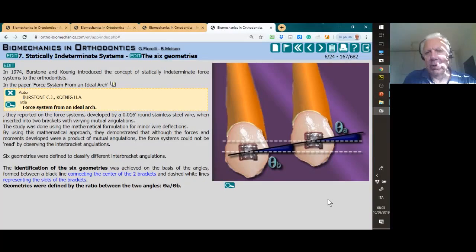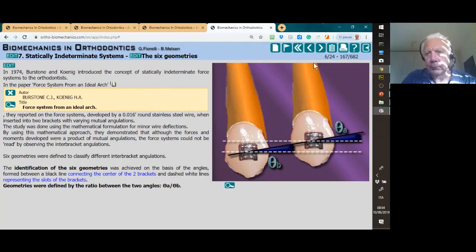First of all, let me tell you how geometries are determined. We have, in this case, two teeth and two brackets, and we trace two lines that are representing the orientation of the two slots. These are the two dashed lines, and we trace a second line which is connecting the centers of the two brackets. Now you see that there are two angles formed that we call theta A and theta B, and the ratio between the two angles is representing the geometry. So the geometry depends on the ratio between these two angles.